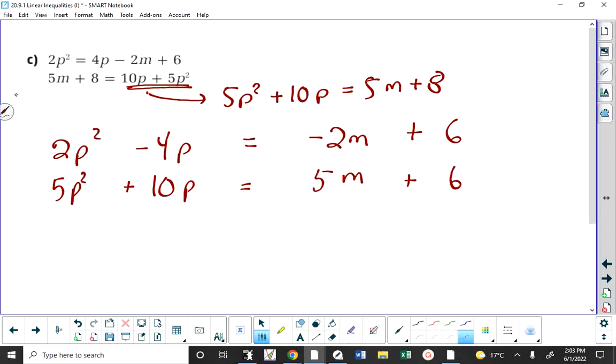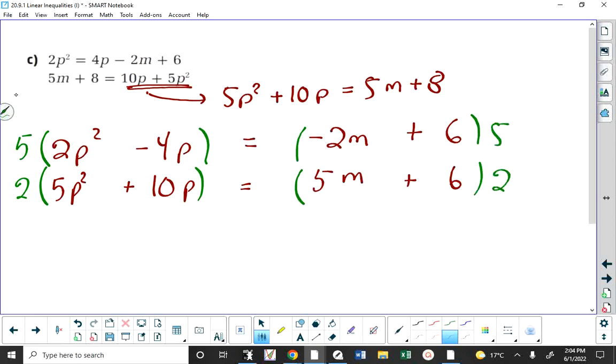And I will be honest with you. First of all, we have to get rid of the m's. You cannot get rid of the quadratic terms by elimination or substitution. This is a tough problem no matter which method you use. If you use elimination, it's a lot of work. If you use substitution, it's probably worse. But the only way for me to get rid of those m's is to multiply the top equation by 5 and the bottom equation by 2. And that will give me negative 10m in the top equation and positive 10m in the bottom equation.